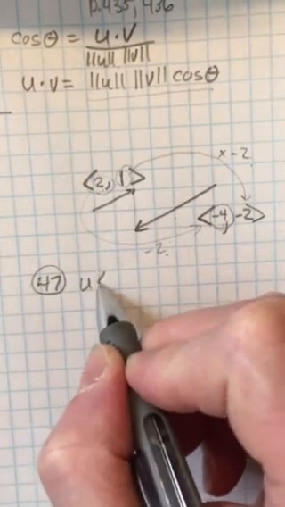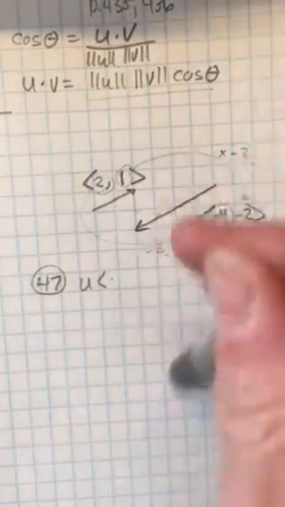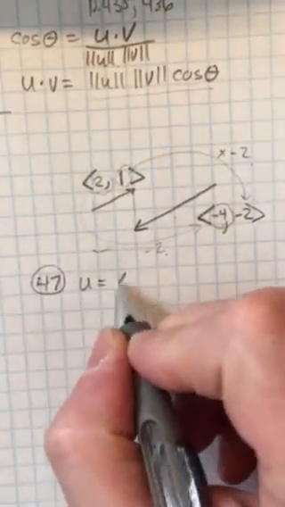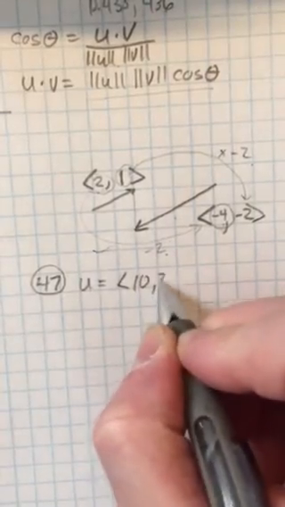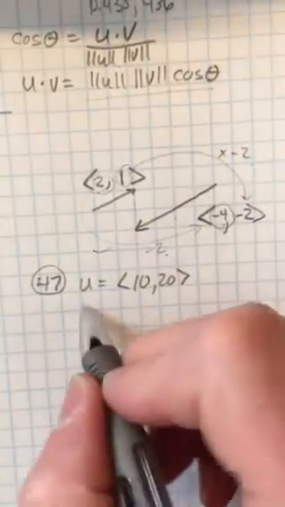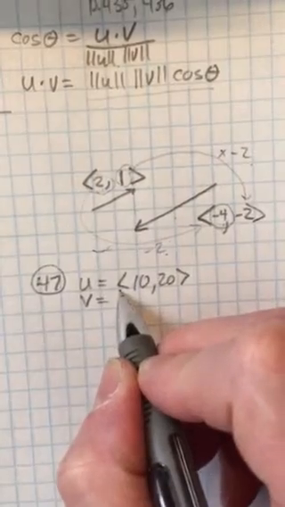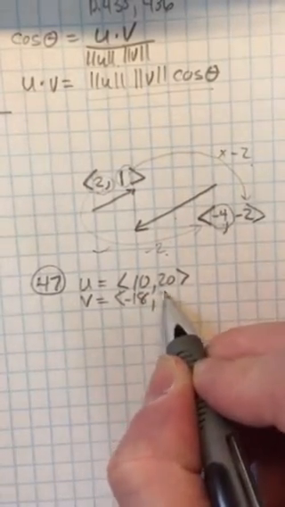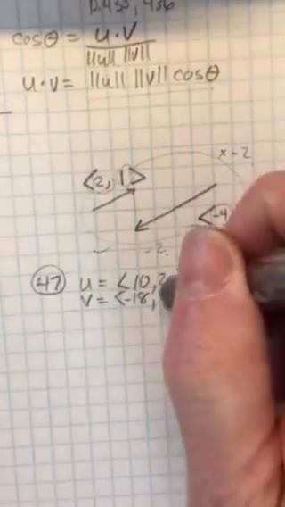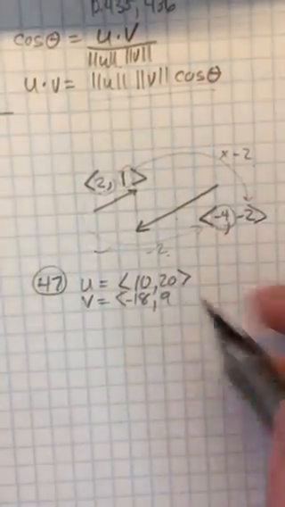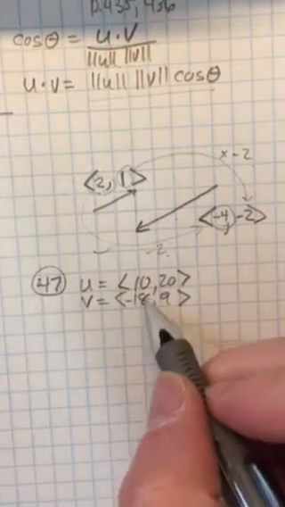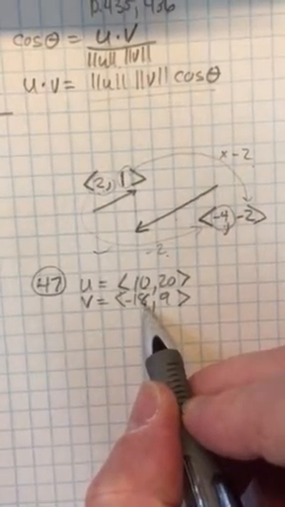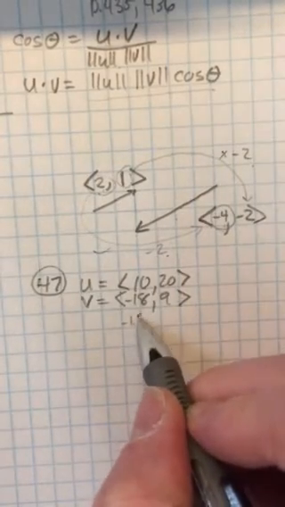So in this case, they tell us that the component form of u, on number 47, is ⟨10, 20⟩, and the component form of v, and you'll see why I'm writing it over this in a moment, is ⟨-18, 9⟩. Now, I'm looking at these, and I'm thinking, what would I have to multiply 10 by to get -18? It would take -1.8.